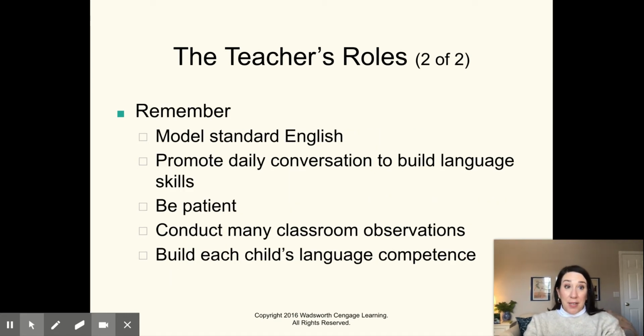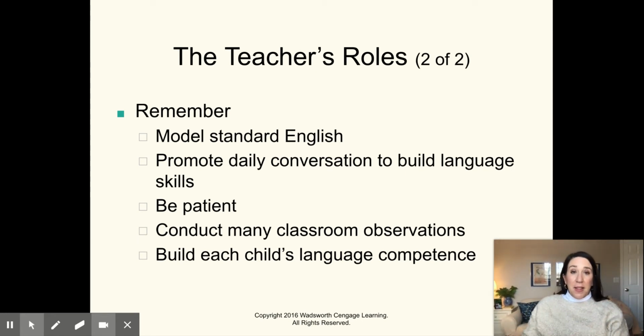You want to model standard English. So you want to speak to them as you want them to speak to others, right? Promote daily conversation to build language skills. Lots and lots of conversation, lots of talking back and forth. And that's not, I'm talking because I'm telling you to put your shoes on. I'm talking because I'm telling you to put the Legos away. We're talking about what you did yesterday, or we're talking about what kind of new pet you have. Those are conversations, and that should be most of your talking.